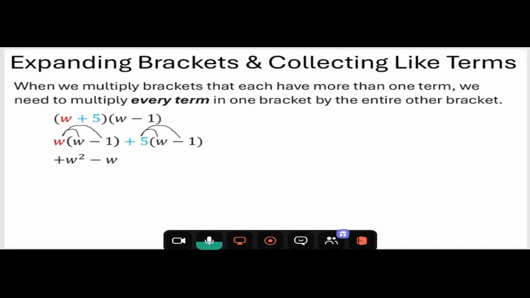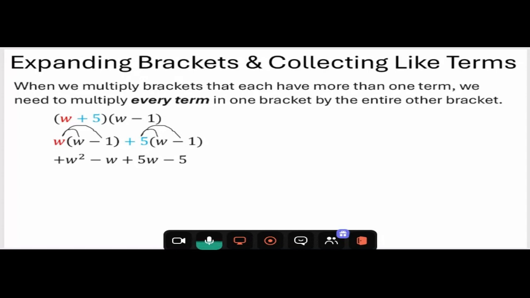Positive 5 times w is positive 5w. And there's another one you see where if you just went 5 times w and wrote 5w and you didn't write that plus sign, you would have a problem, right? So the plus in front is often important. And then positive 5 times -1 is -5.